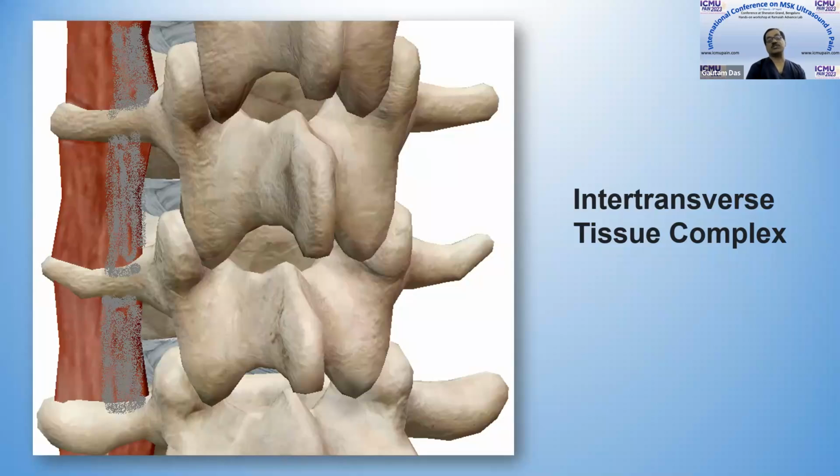Anterior to that is your psoas muscle. And within the plane of the psoas muscle, you might be able to see the ventral rami of the lumbar plexus. So if you wish to do a lumbar plexus block, you need to find that plane within the psoas muscle where you can do the lumbar plexus block as well.